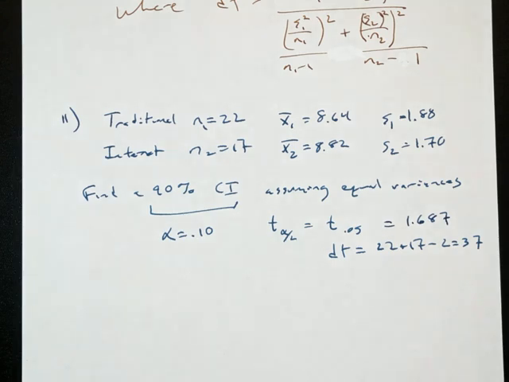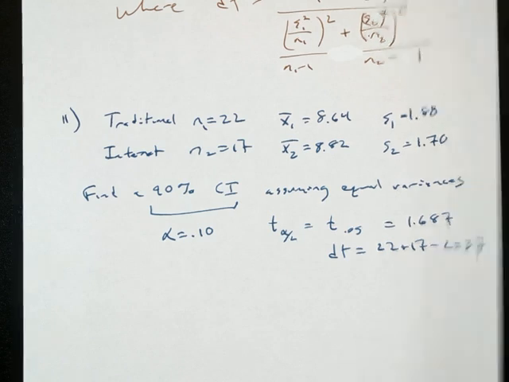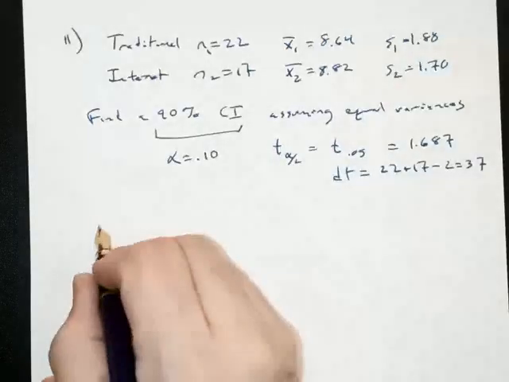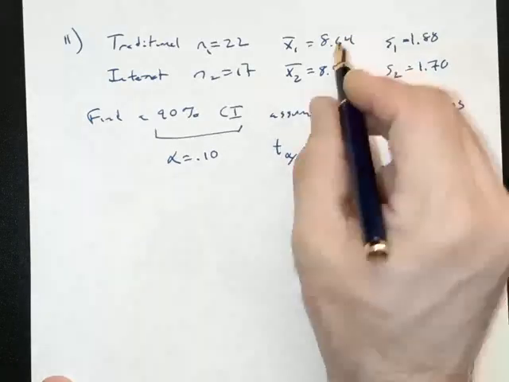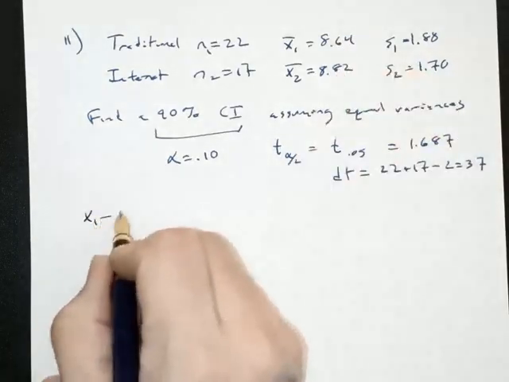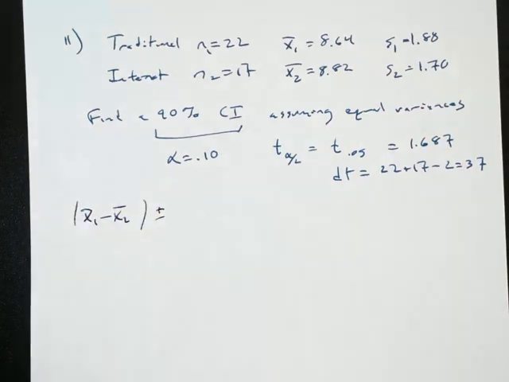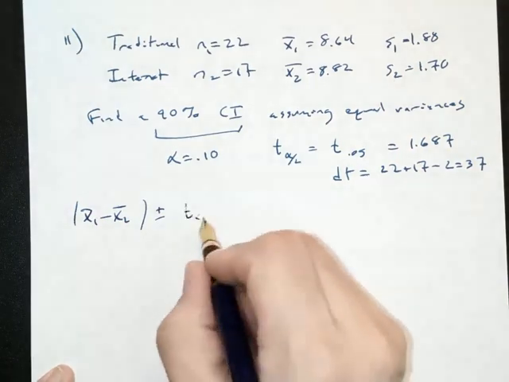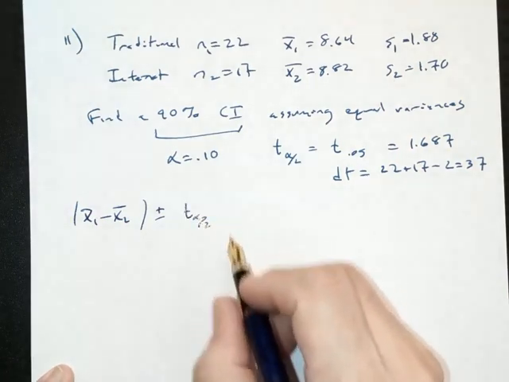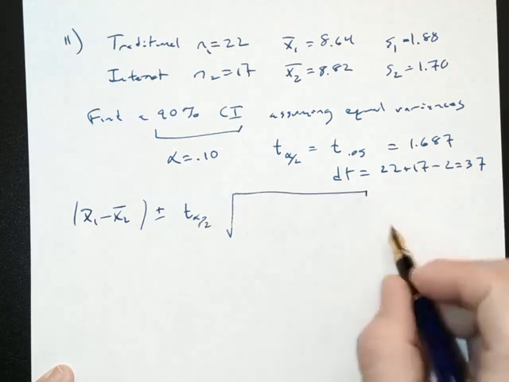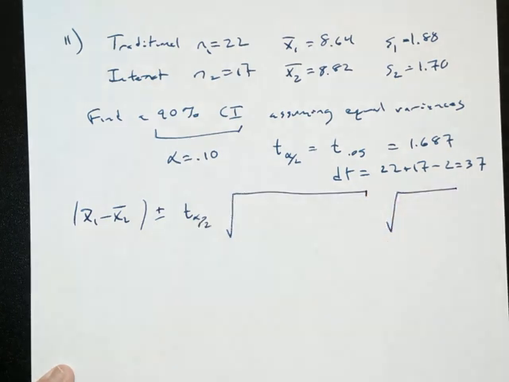Well, now I have everything I need to do the calculations. The calculation itself is long and not particularly pleasant. The confidence interval formula is to take the difference in the means, x1 bar minus x2 bar, plus or minus the t-value times one big square root and then another big square root.